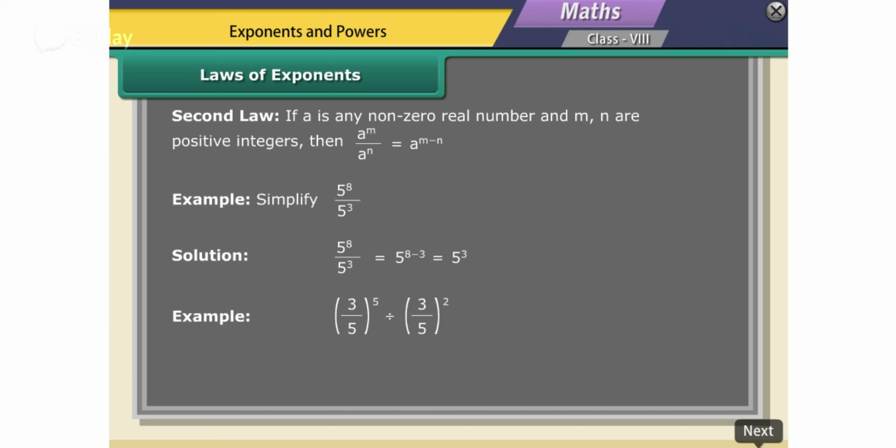Example: (3 upon 5)^5 divided by (3 upon 5)^2. Solution: (3 upon 5)^5 divided by (3 upon 5)^2 is equal to (3 upon 5)^(5-2) equals (3 upon 5)^3.